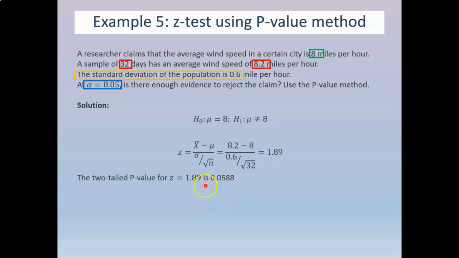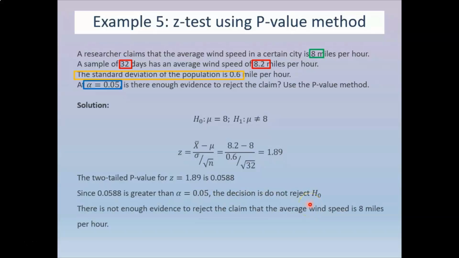So this value you can obtain using the Excel function that I showed just now. Then compare this value with the alpha. And since the p-value for the z-test is greater than the alpha, the decision is do not reject H null. And we can conclude that there is not enough evidence to reject the claim that the average wind speed is 8 miles per hour.